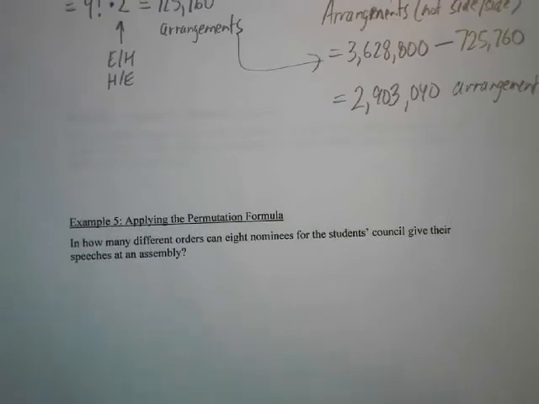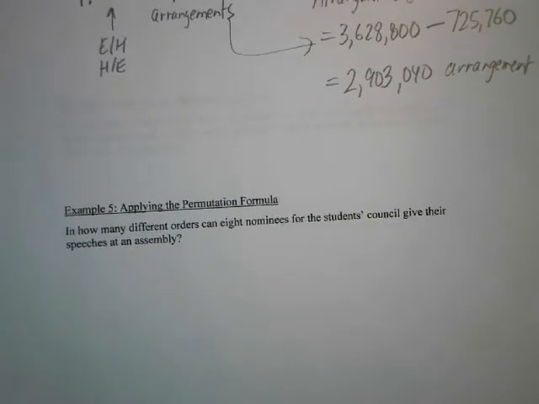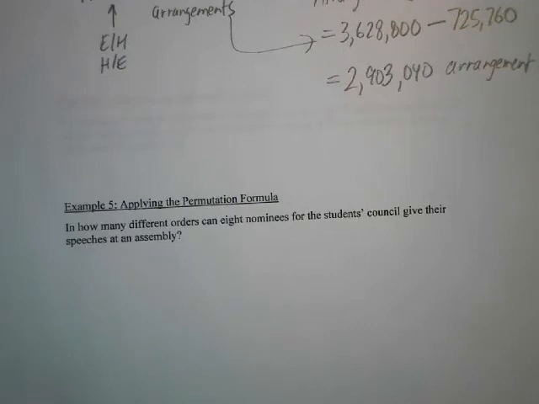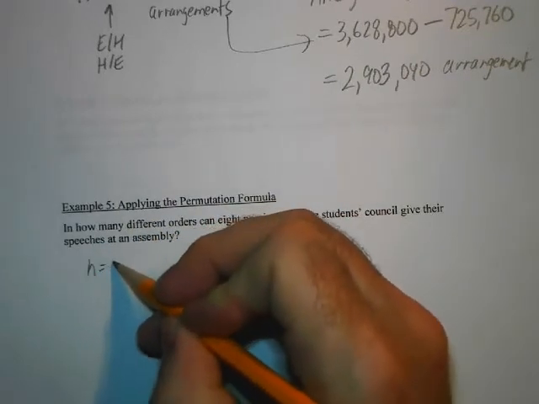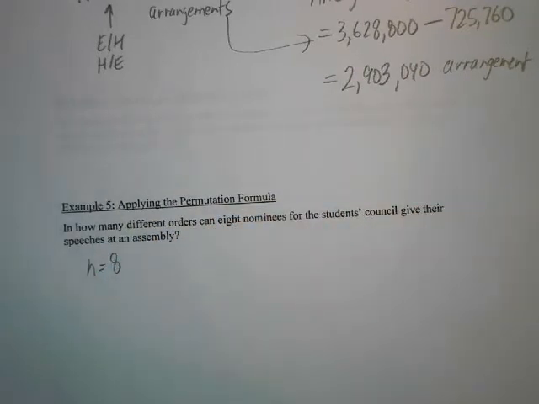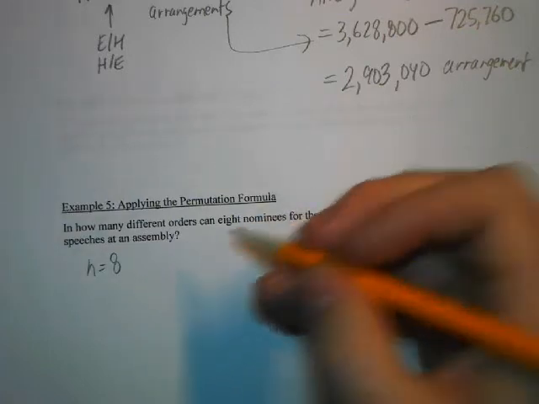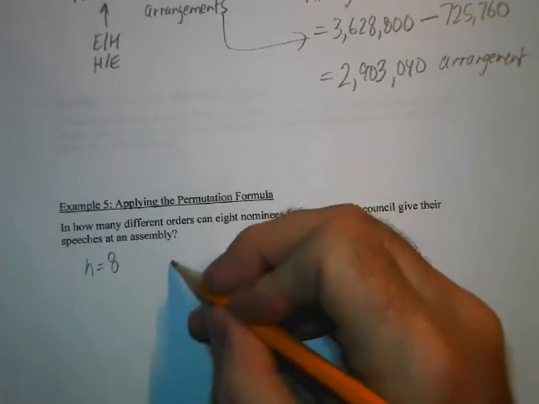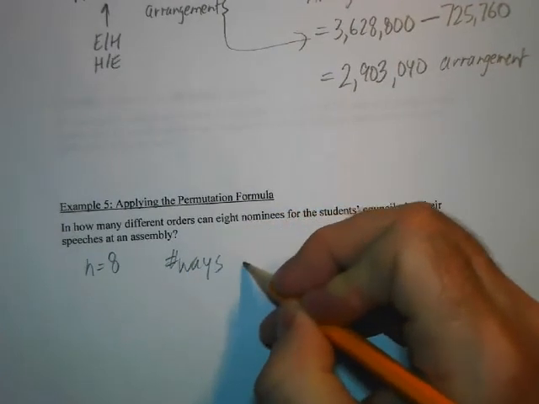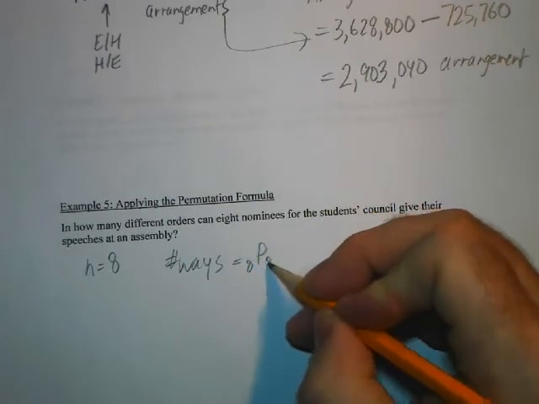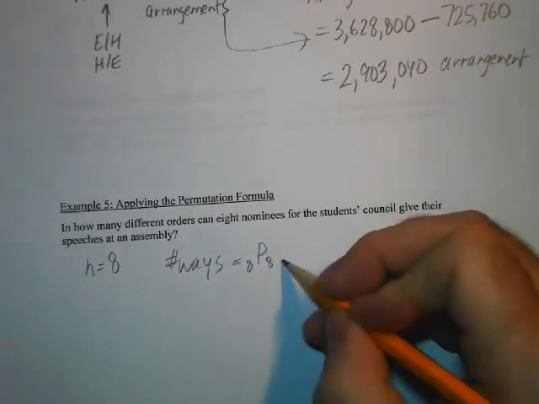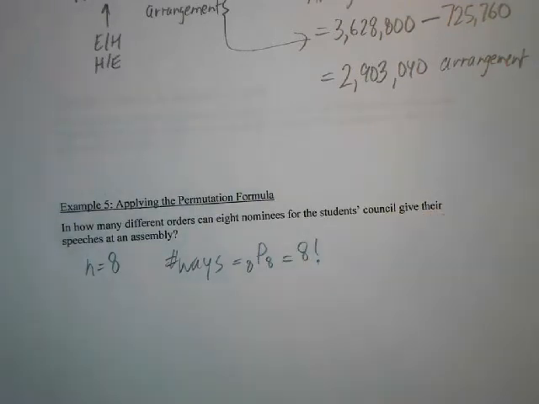Okay, example 5. In how many different orders can 8 nominees for the student council give their speeches at an assembly? Okay, well, hopefully this seems a lot easier than the last question, because it is. Well, you've got 8 nominees, and they each have a speech. So the number of ways of arranging is equal to, I guess we could say 8P8, because we're using all 8 speeches, and that's the same as 8 factorial.